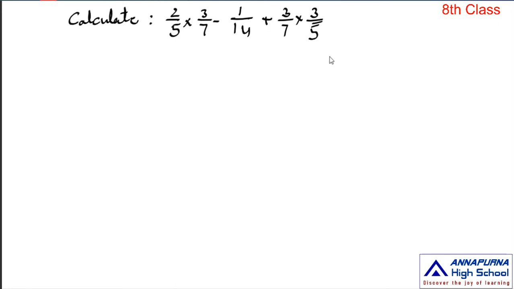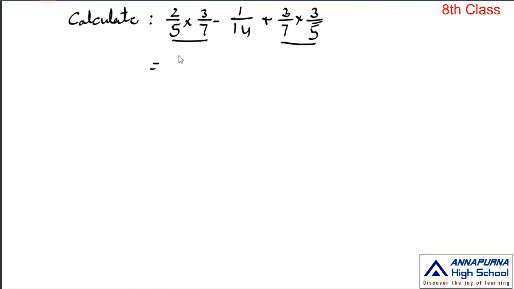Generally, we follow the BODMAS rule. Why? Because here we have multiplication, subtraction and addition. So three fundamental operations appear at a time in a numerical expression. That's why by using the BODMAS rule, we simplify this numerical expression. When you apply the BODMAS rule here, first we complete the multiplication. That means first we calculate 2 by 5 into 3 by 7 and 3 by 7 into 3 by 5.